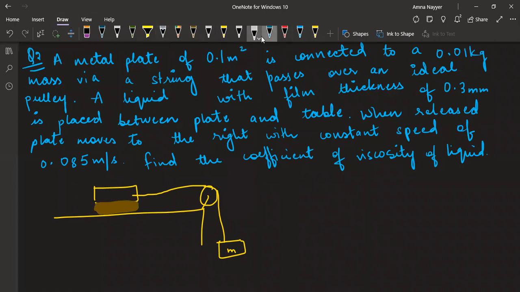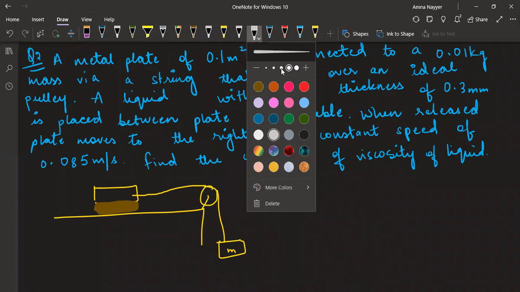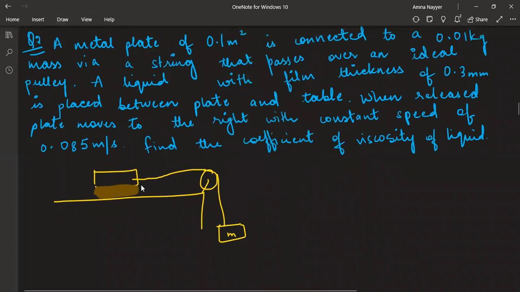Then it is asking, here tension will be applied in the string. Here, weight mg will be applied. Here, viscous force will be applied. So we have to find out the coefficient of viscosity. See, this force will be equal to mg. The tension here, this tension is equal to mg.